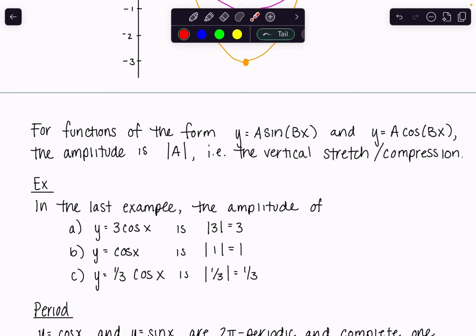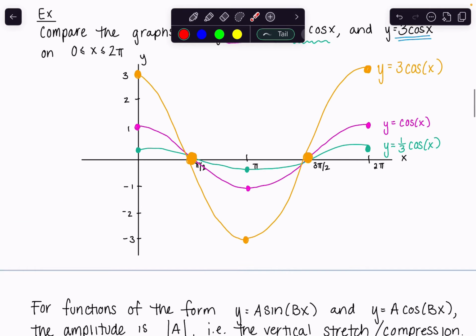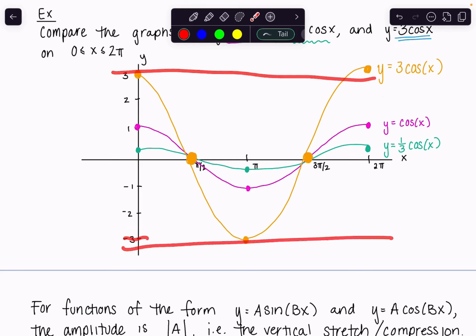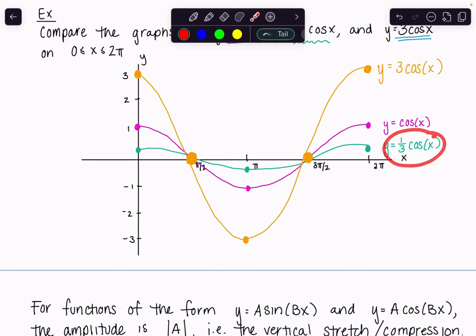That's affecting the range. So no longer is this graph stuck between 1 and -1. It's trapped between 3 and -3. This graph is now trapped between 1/3 and -1/3.